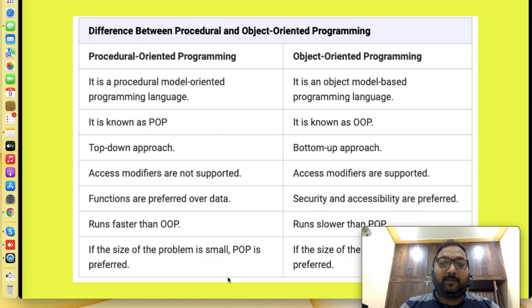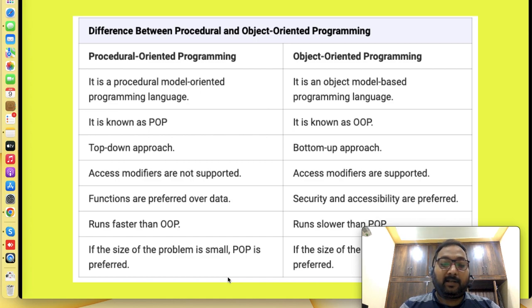Procedural oriented programming is a procedural model programming language, and object oriented programming is an object model based programming language. Procedural oriented programming is also known as POP, and object oriented programming is known as OOP. Procedural oriented programming follows the top-down approach. Object-oriented programming follows the bottom-up approach. Access modifiers are not supported in procedural-oriented programming. Access modifiers are supported in object-oriented programming.